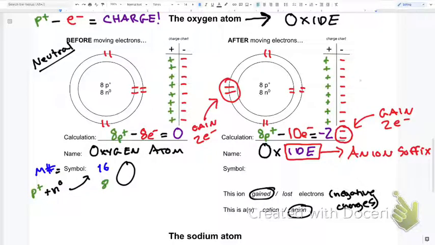Okay, so when we're writing out the symbol, it's actually going to stay much the same. We're going to go ahead and put our mass number on the top, which is protons plus neutrons, our atomic number on the bottom. We're still going to use the same element symbol, but this time, because this is negatively charged with a charge of -2, we're going to represent that by putting our charge up here in the upper right-hand corner of the symbol. And that is how we look at anions.